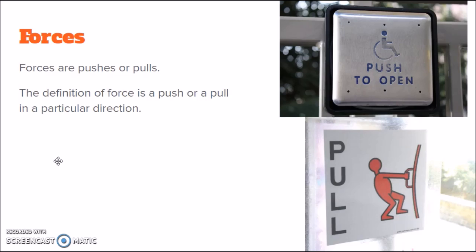Forces are pushes or pulls. The definition of a force is a push or a pull in a particular direction. That's all it is. We're not talking about Star Wars here, we're talking about real life. So forces are pushes or pulls in a particular direction.